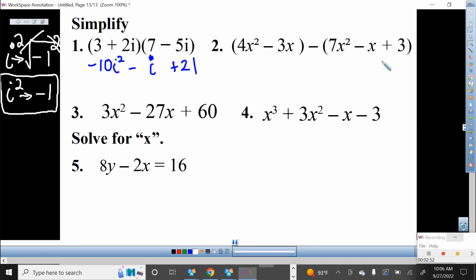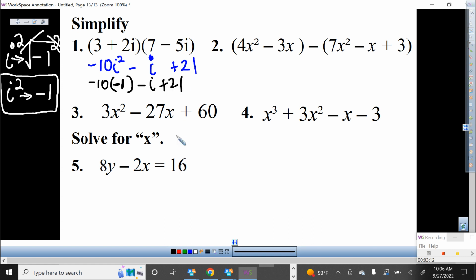Which means, basically, that we are not done with this anymore, because now I can do this. Negative 10, and instead of i squared, what am I going to substitute in there? Negative 1, that is correct. Negative 1 because of this. Bring down the negative i plus 21. So, question. What is negative 10 times negative 1?